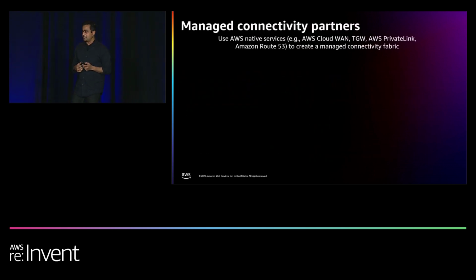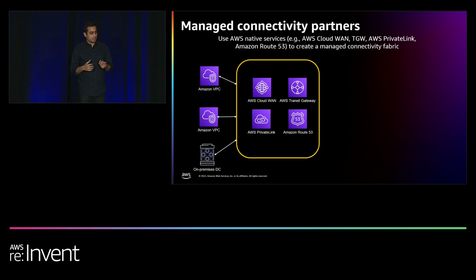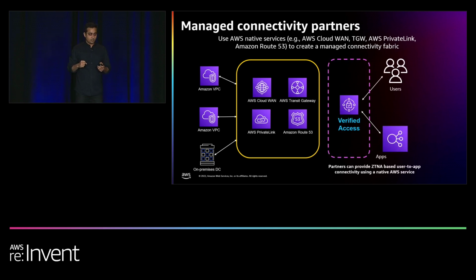So let's look at the managed connectivity partners. These partners were using AWS services like TGW, Cloud WAN, Route 53, PrivateLink, and they were helping you to connect your VPCs to VPCs, your on-prem to VPCs. Now these partners can actually take Verified Access and connect your users to your application using zero trust principles. So you will get resource-to-resource connectivity, and you will get users-to-application connectivity now.